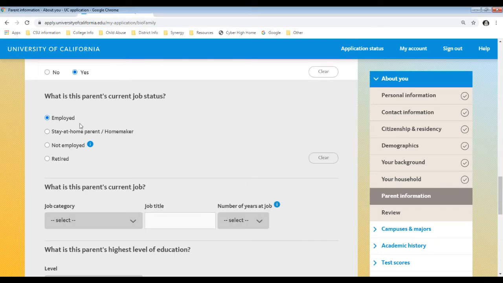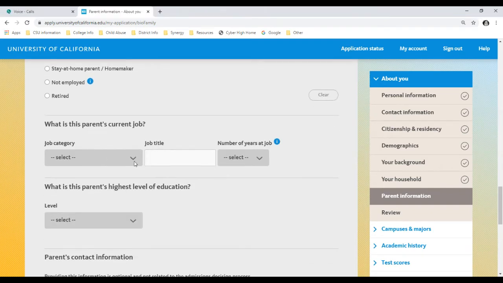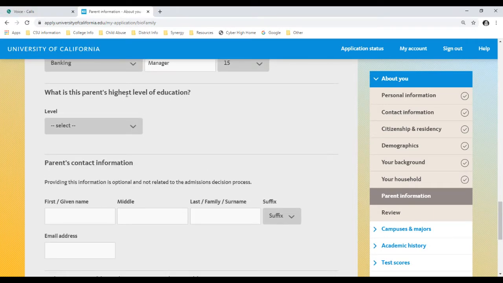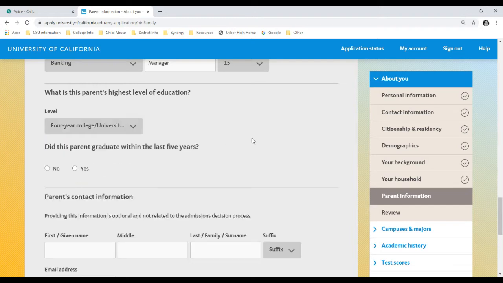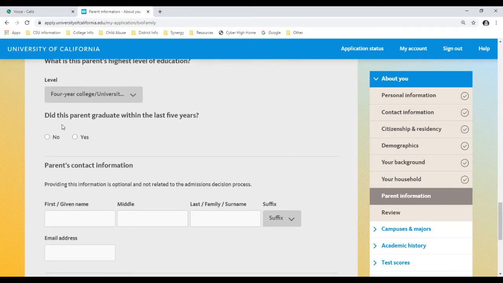So I'm going to say employed. What is this parent's current job? I'm going to put banking. Job title, I don't know, manager. And he's been working there for 15 years. Okay. What is this parent's highest level of education? I'm going to put 4-year college. Did this parent graduate within the last 5 years? I'm going to say no.